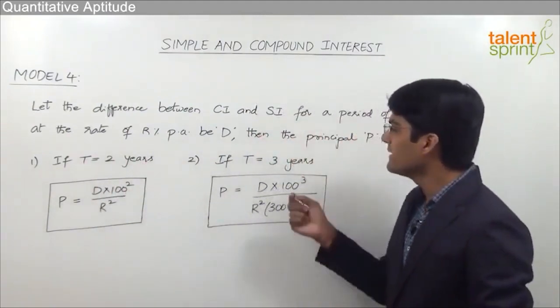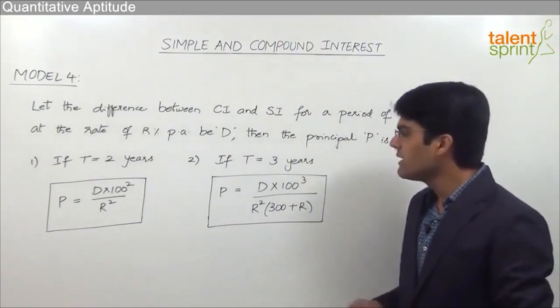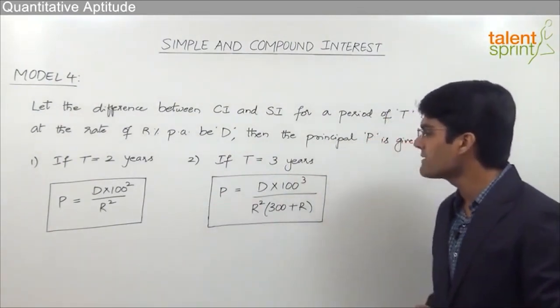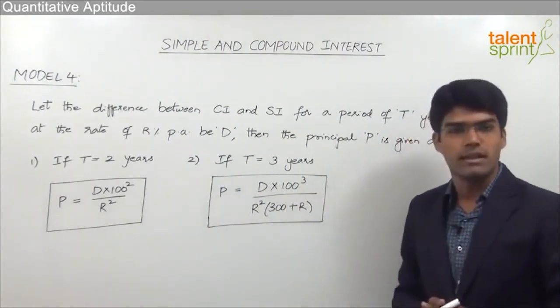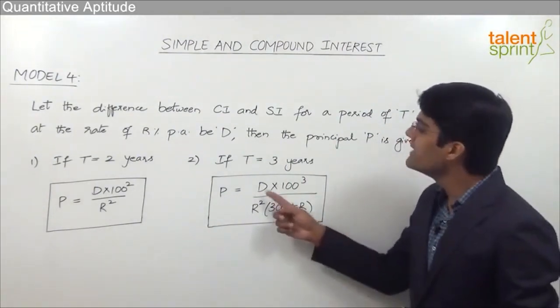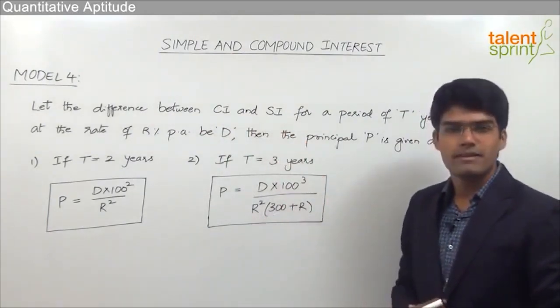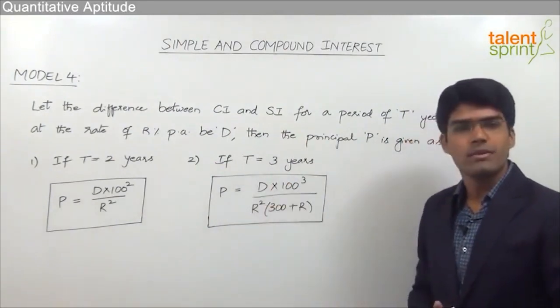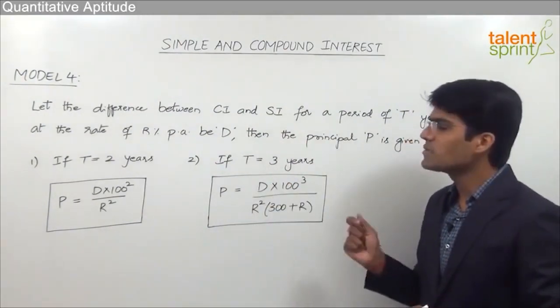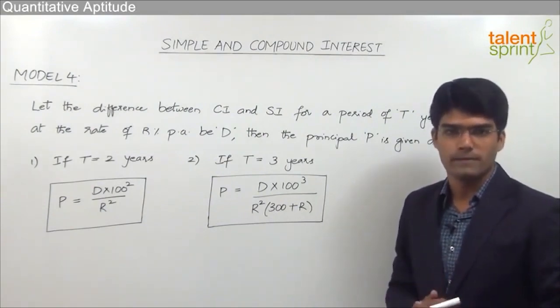And the second case here is when the time is equal to 3 years. That means for a period of 3 years, the principal p can be calculated as d into 100 cube divided by r squared into (300 plus r), where again d is the difference between CI and SI, and r is the rate of interest per annum. And this formula has to be applied when the time period is equal to 3 years. So with the help of these two formulas, we can solve the questions related to difference from this topic.